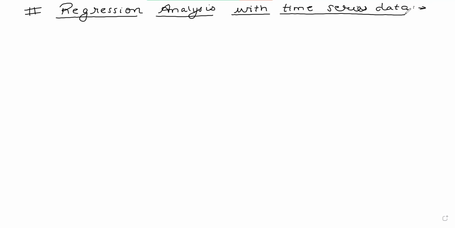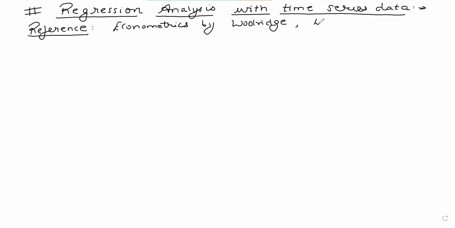Okay, the books I prefer to follow as reference for my lectures on this particular module. The main book I prefer to follow is Econometrics by Wooldridge. Along with that, I also prefer to follow Econometrics by Gujarati and Porter. I'm just writing the short form, GNP, for Gujarati and Porter. These are the two main books I prefer to follow. I also follow some other books along with this, but the main books are Wooldridge and Gujarati, which I prefer to follow for my lectures on time series data.